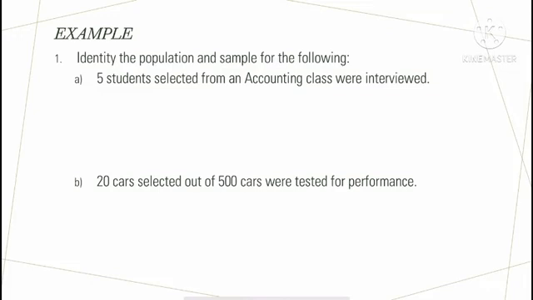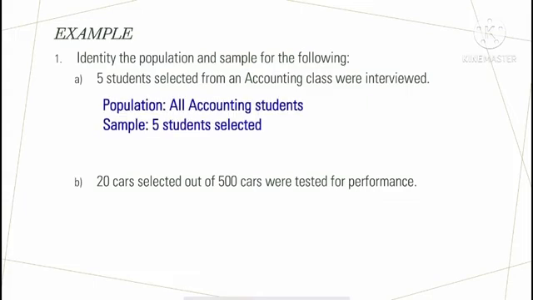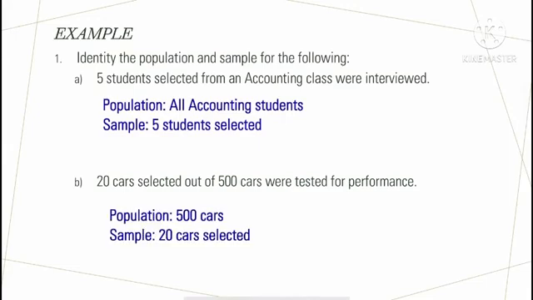In this example, we want to identify the population and sample. For question 1a, the population is all accounting students and the sample is the 5 students selected. For example 1b, the population is 500 cars and the sample is the 20 cars selected.